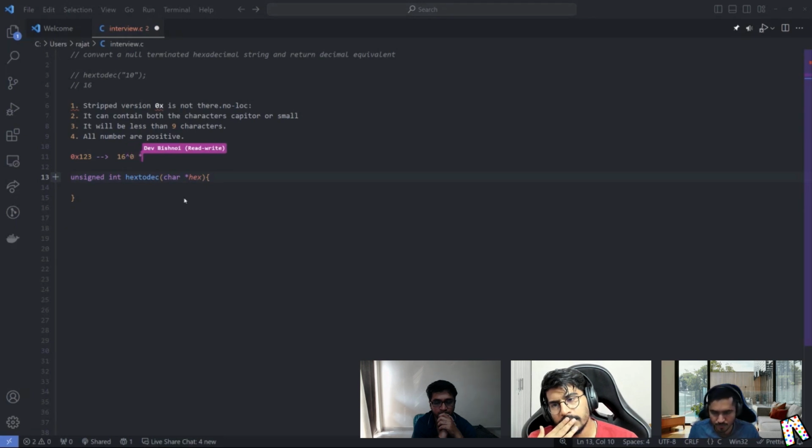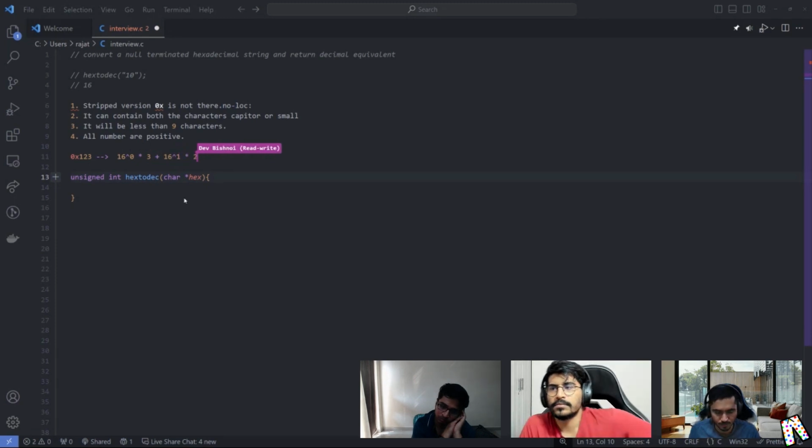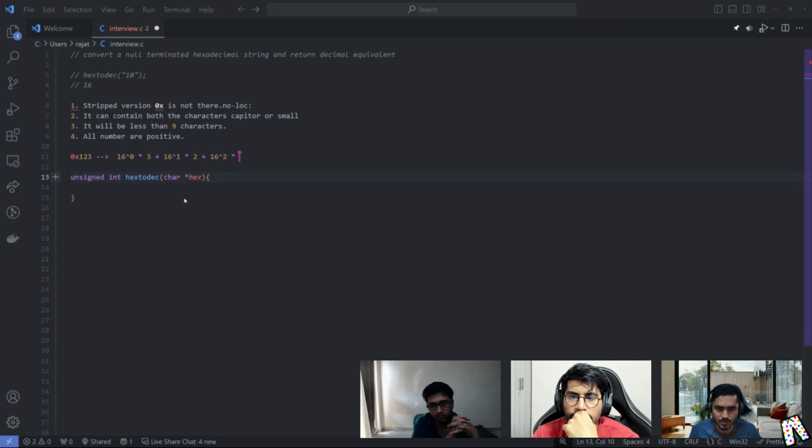0 times whatever number is at the 0th position, which is 3, right? Plus 16 to the power 1 multiplied by the number 2, and then 16 to the power 2 times the number at position 2, which is 1, right? Whatever this number comes out to be in decimal, I will have that as a response. That is what I'm thinking. So that's the usual way we convert a hex number to a decimal number.